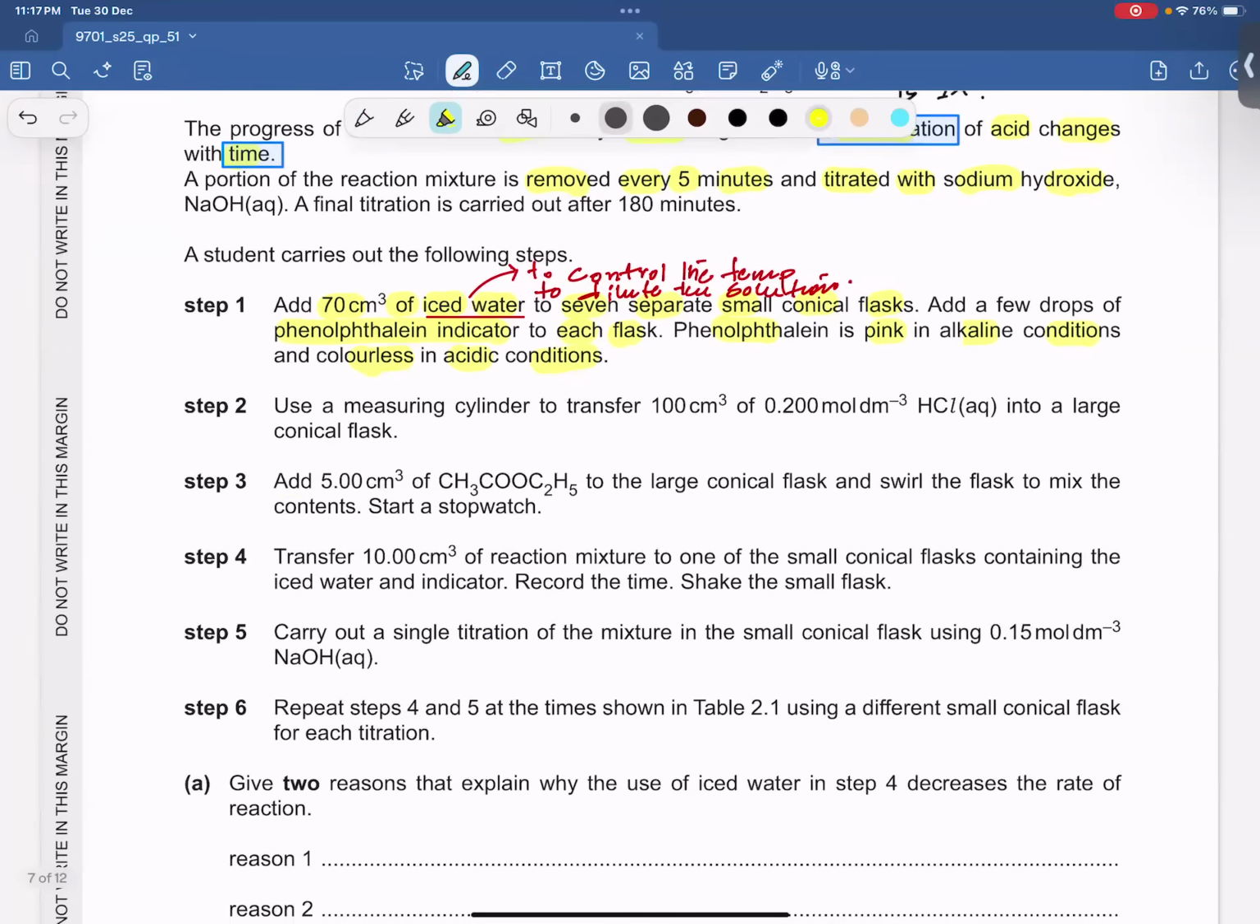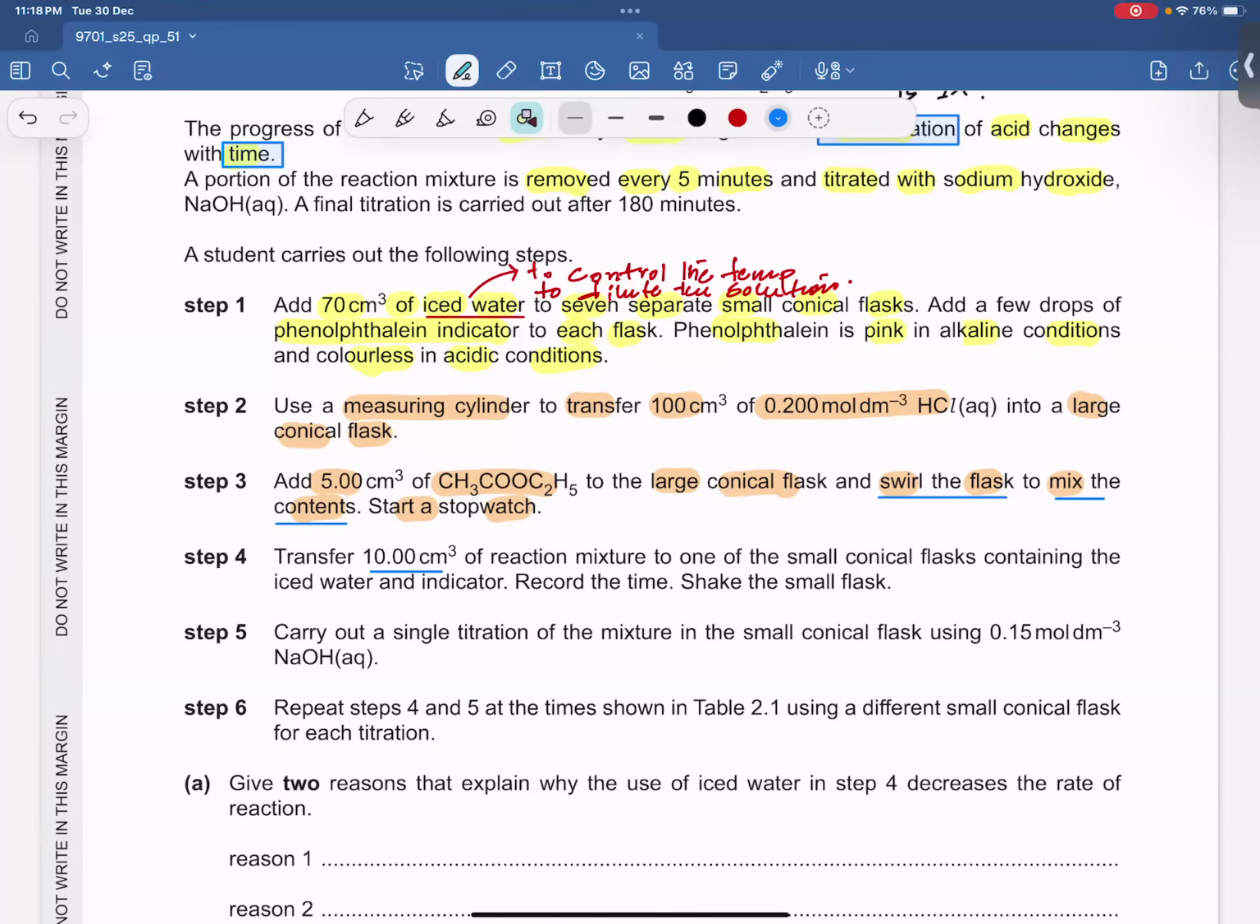Using a measuring cylinder to transfer 100 cm cube of 0.2 mole per dm cube HCl into a large conical flask. Add 5 cm cube of ethyl ethanoate to the large conical flask and swill the flask to mix the content. Start the stopwatch. But that's a very important statement. We need to swill the flask to mix the content, okay? To get the better results.